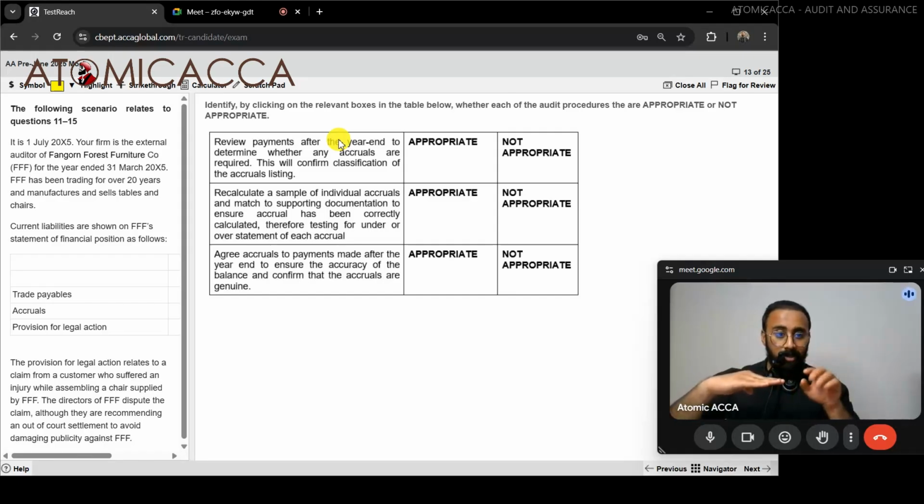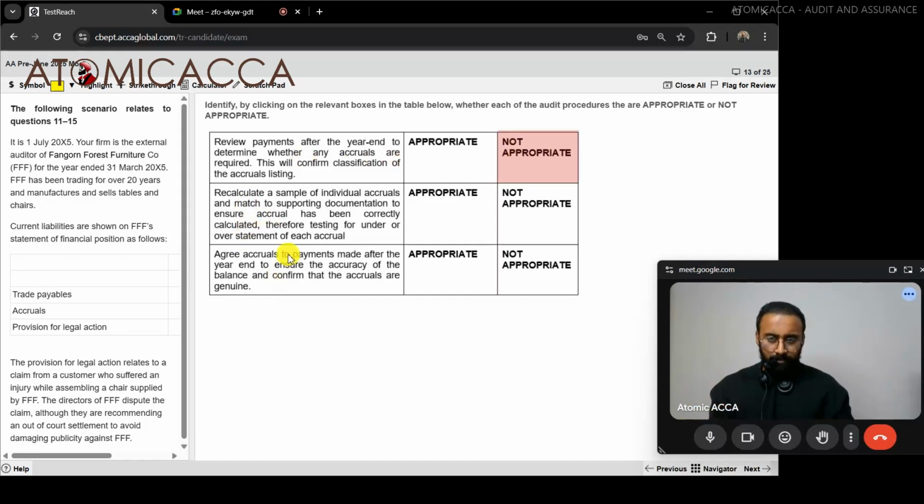I am not getting any idea based on this whether it is to be recorded as an accrued payable or a trade payable, or what the classification is. I'm not getting any idea about the classification. I'm getting accuracy in the amounts, whether this payment was recorded over here or not. So I'm getting an idea about the completeness of this number. So it's nothing about the classification of the accruals listing, it is about the completeness of the accruals. So this is not appropriate.